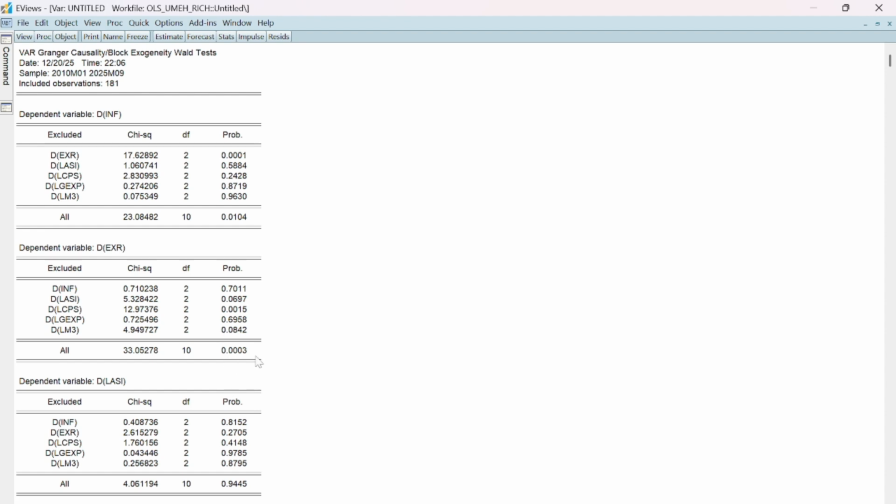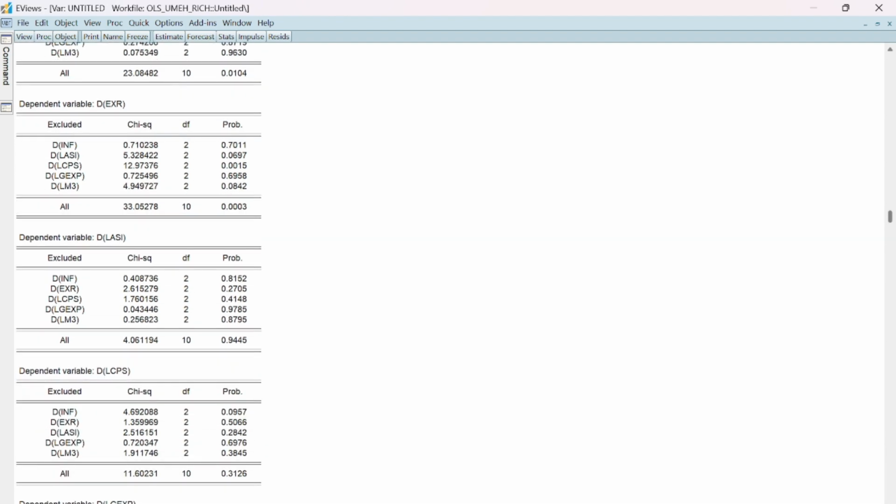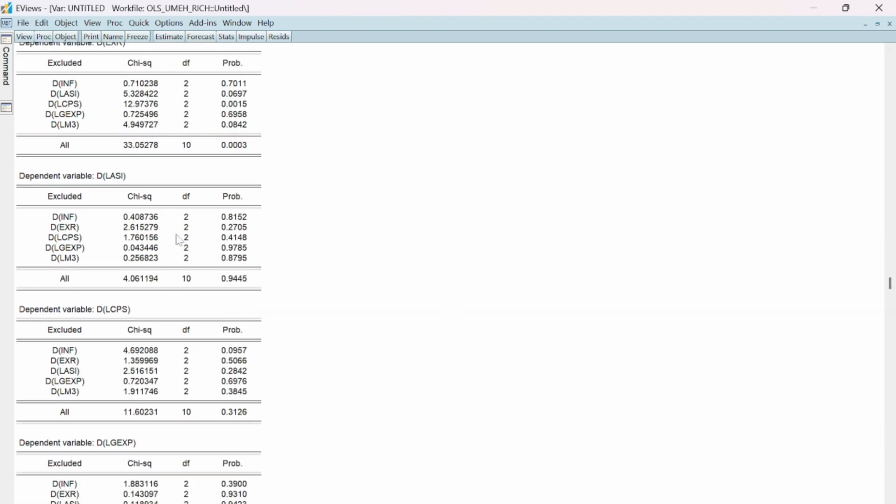And then for all of them, the variables put together, we are seeing a value of 0.0003. Which means you are going to reject the null hypothesis that the variables all put together do not Granger cause exchange rate. So they actually Granger cause exchange rate. Then the next one, we are seeing the value for all share index.